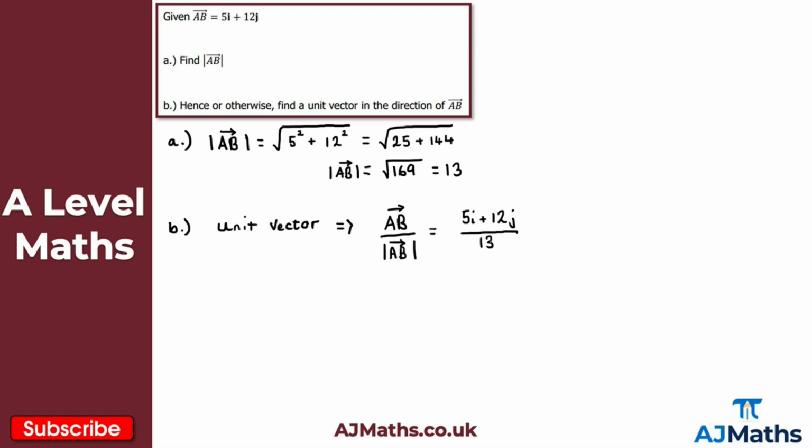There's a couple of different ways that you can present the final solution. One way would be to split these components up, so you could write that as 5 over 13 i plus 12 over 13 j. That would be one way to present the solution. But a slightly neater way would be to factor out the 1 over 13. I could write this as 1 over 13 times 5i plus 12j. Either of these solutions is absolutely fine.